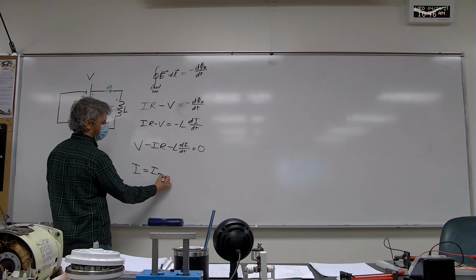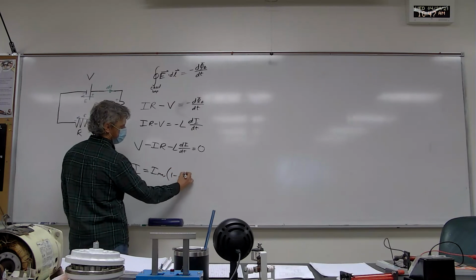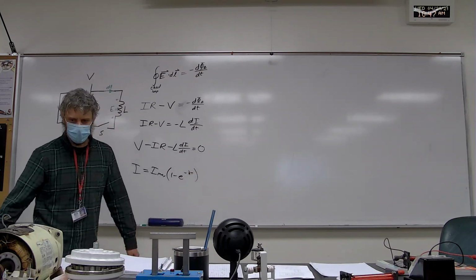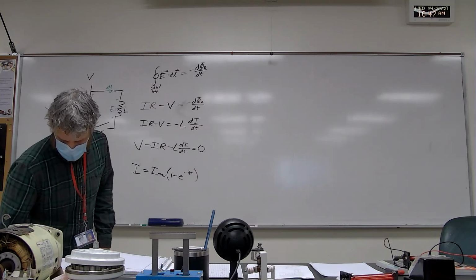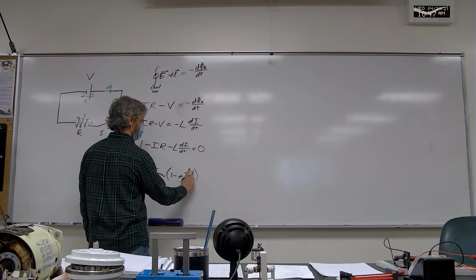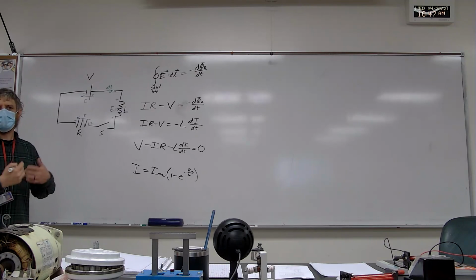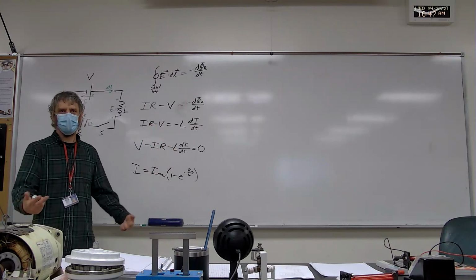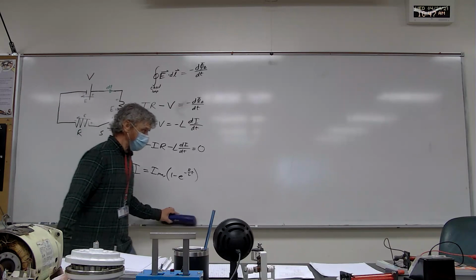What you end up with is the current equals the maximum current, which is the current that it will attain after a long time, times 1 minus e to the negative R over L times t. So it's very similar to the capacitor charging and discharging equation, but instead of t over RC, it's t times R over L.